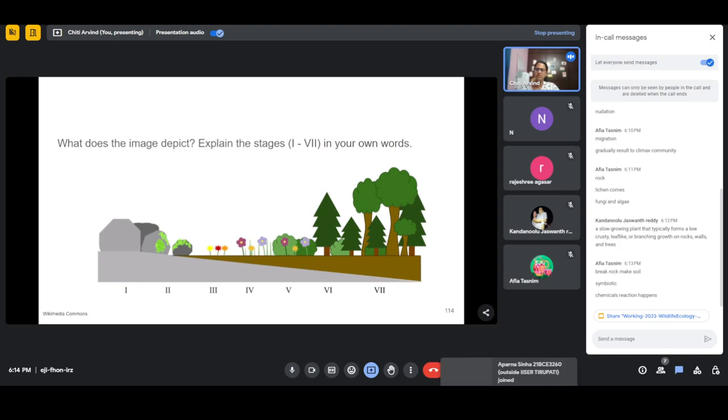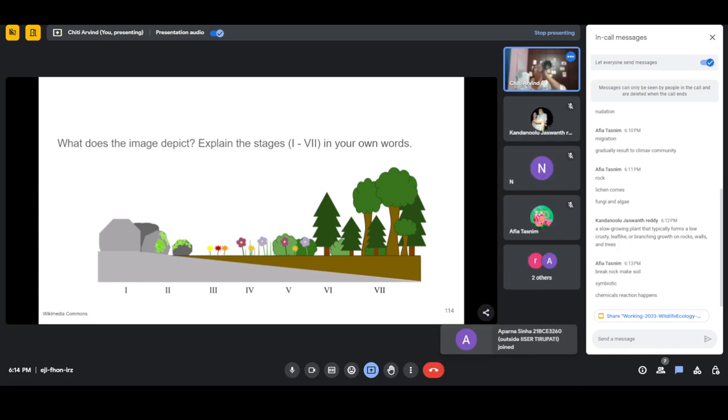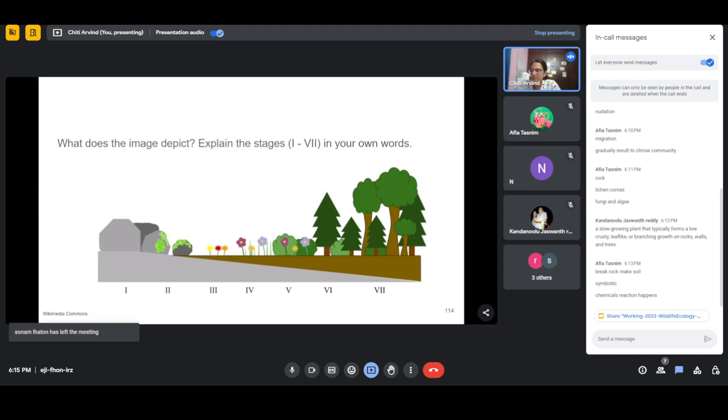Is this clear to everyone? Is this okay? Yeah, thanks Afia for actively participating. Does everyone else also find everything okay about this slide and what is primary succession? Alright, thanks for that. Let's move on.